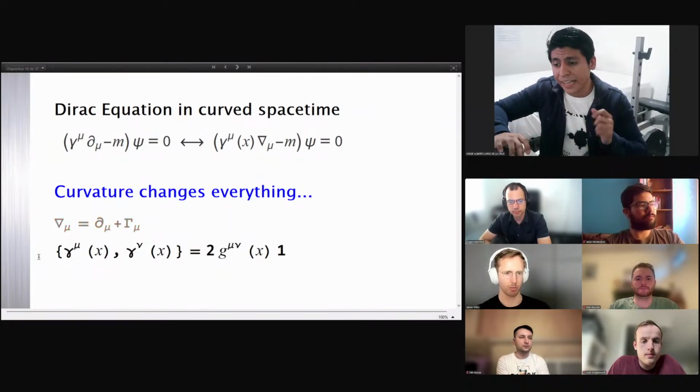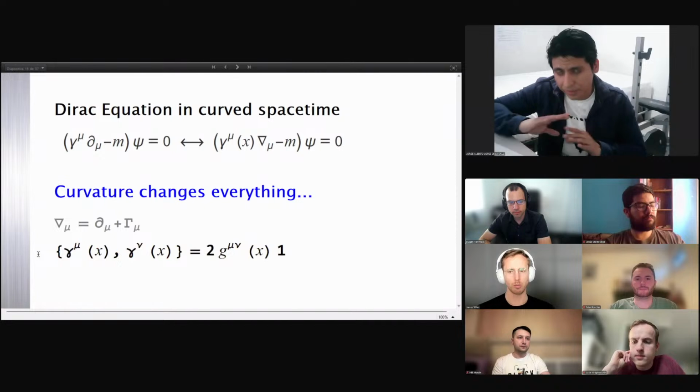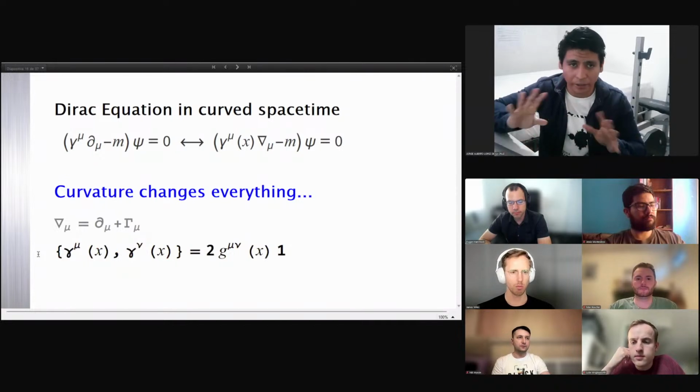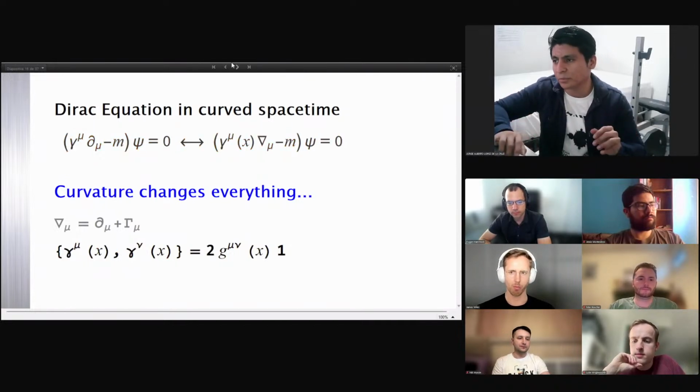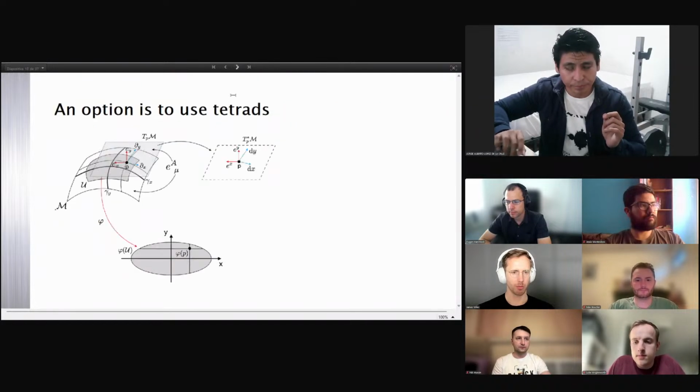But now, because our gamma matrices are variables, we have to solve this system of 16 equations with 64 variables for every point in our spacetime. All right, it's just impossible to solve. Apparently, it seems like it's impossible. Well, one way to solve this is introducing the tetrads.